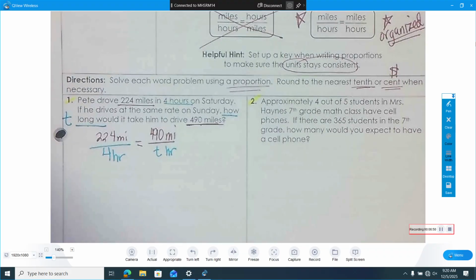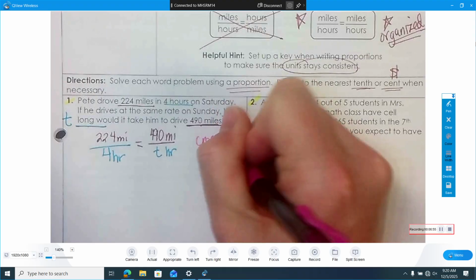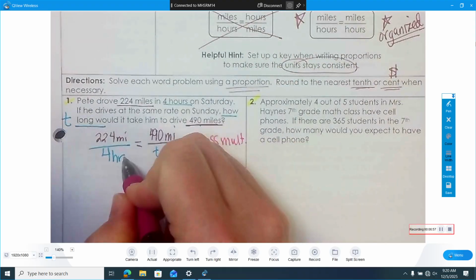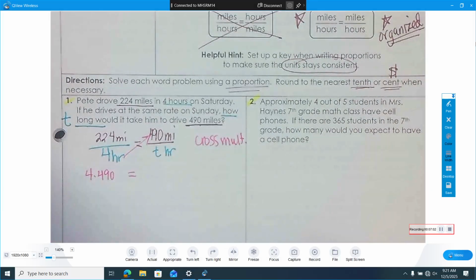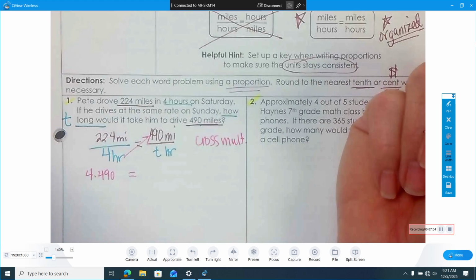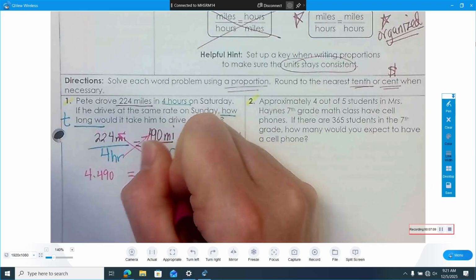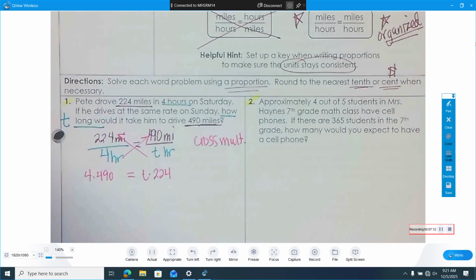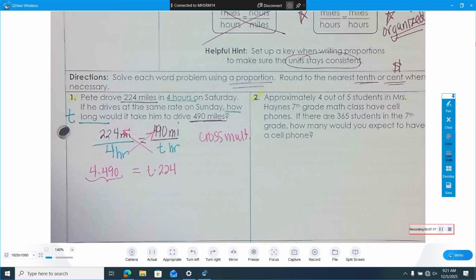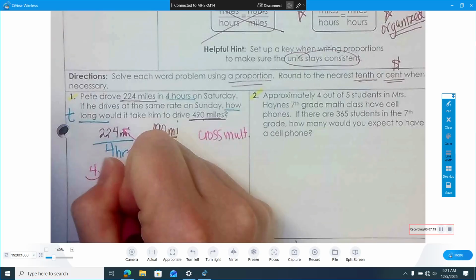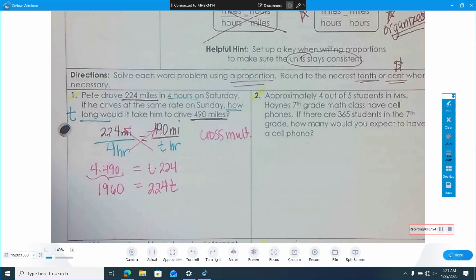How do we solve a proportion? Cross multiply, yeah, cross multiply. So we are going to multiply 4 times 490, and that's going to be equal to what times what? Yeah, t times 224. What is 4 times 490? 1,960. Very good. Equals 224t.